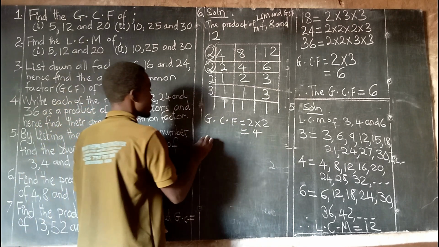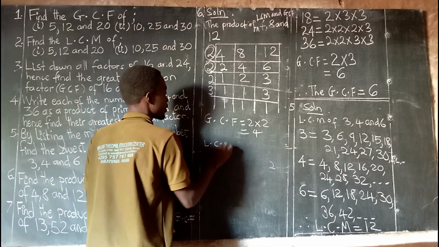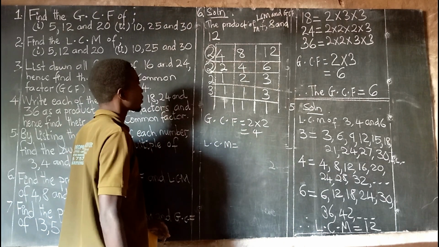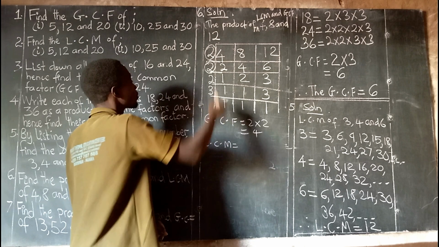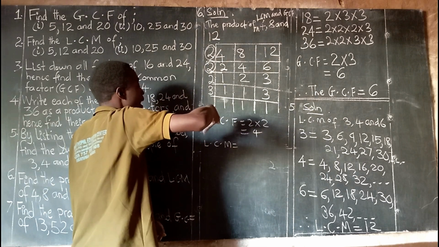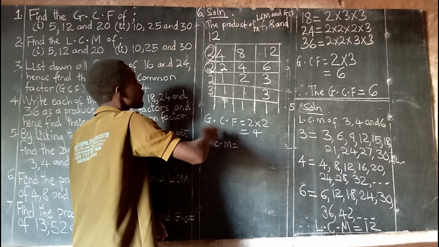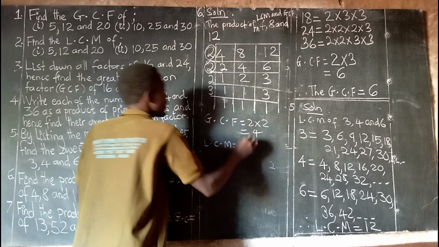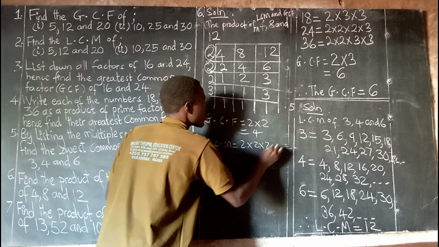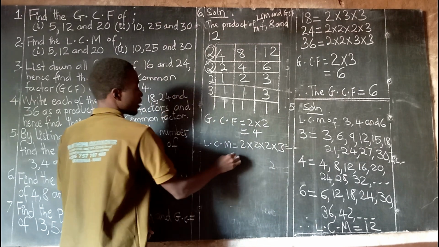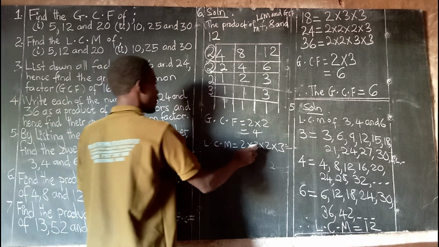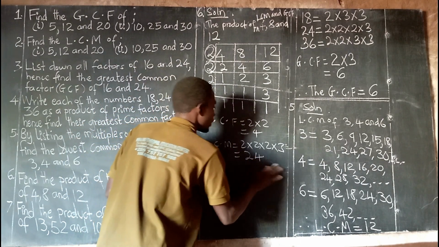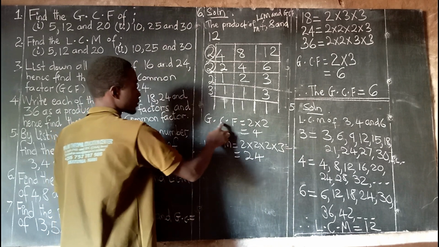What about the LCM? As I've told you, for the LCM we multiply. We take the product of all the prime factors which have been used. So under the LCM, we don't leave any prime factor. So the LCM is 2 times 2 times 2 times 3. So here we are going to get 2 times 2, 4. 4 times 2, 8. 8 times 3, 24. So the LCM is 24, the GCF is 4.